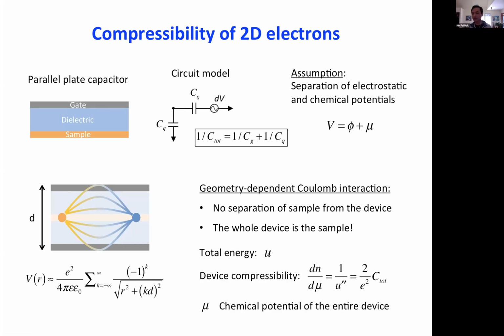All right. So the right way to think about it is to consider the total energy density of the device, U here, and the compressibility is just obtained by dN/dν. And ν is the chemical potential of the entire device, which is related to the curvature of the total energy density. That's the measured capacitance of the device. So our argument is that the measured capacitance should be interpreted as the compressibility of the device.